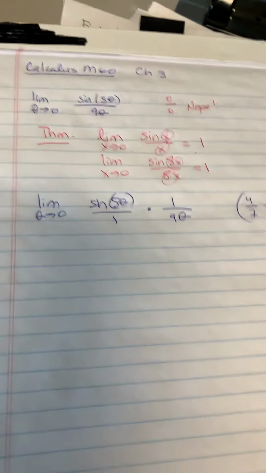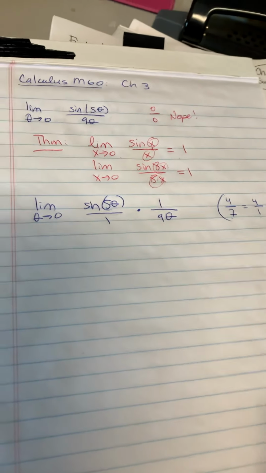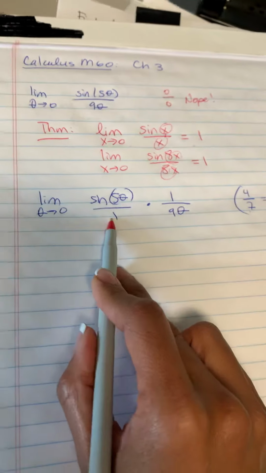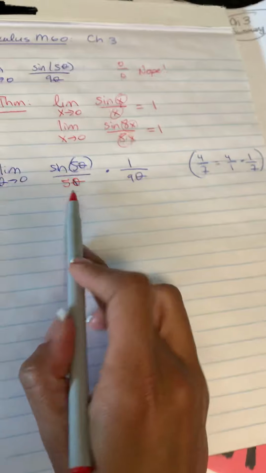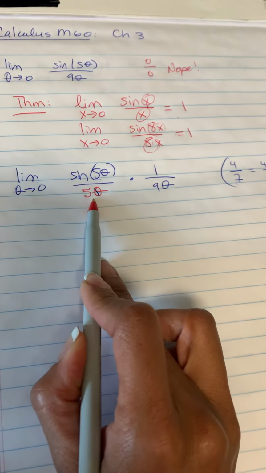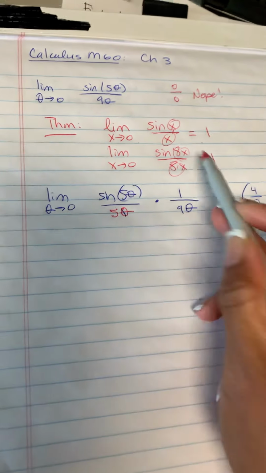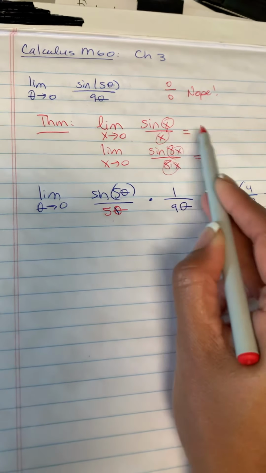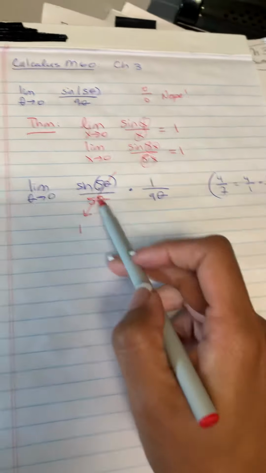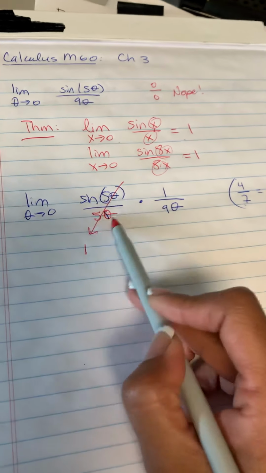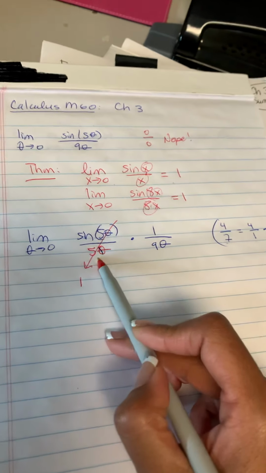The great thing about math is that you can manipulate it, but according to the rules of math. Here I want a 5 theta, because if I have a 5 theta here, sine 5 theta divided by 5 theta, using this theorem, will equal 1. So this thing here will become 1. Note though, I can't just put a 5 theta on the bottom just because I feel like it. I have to do it according to the rules of math.